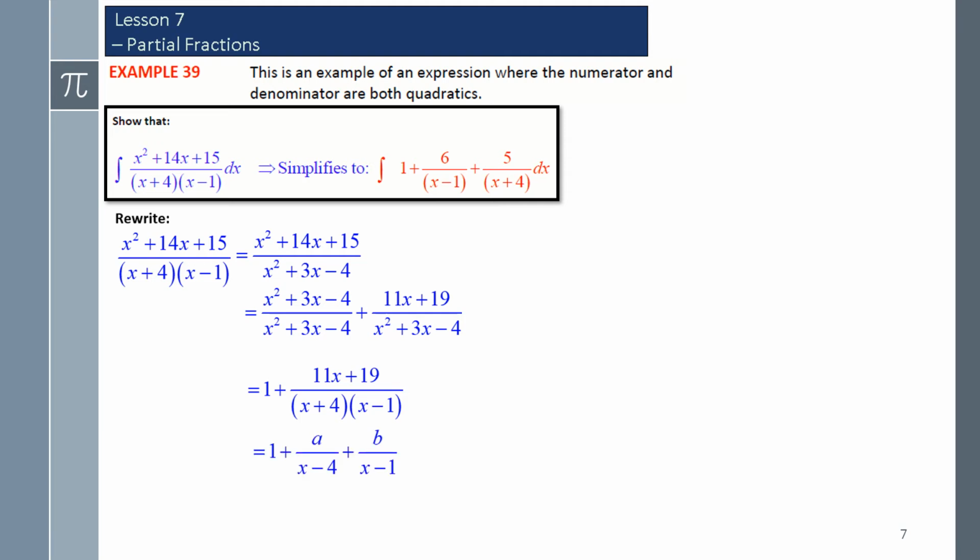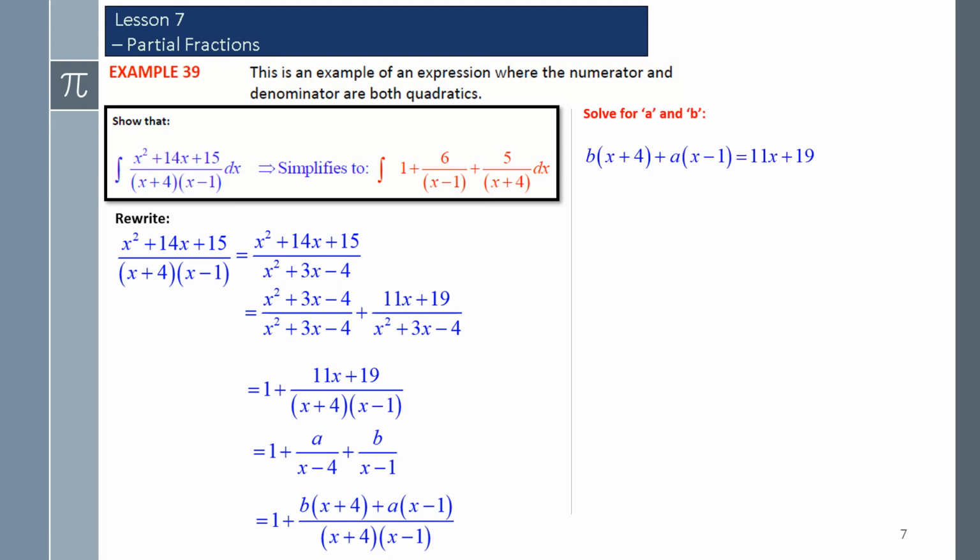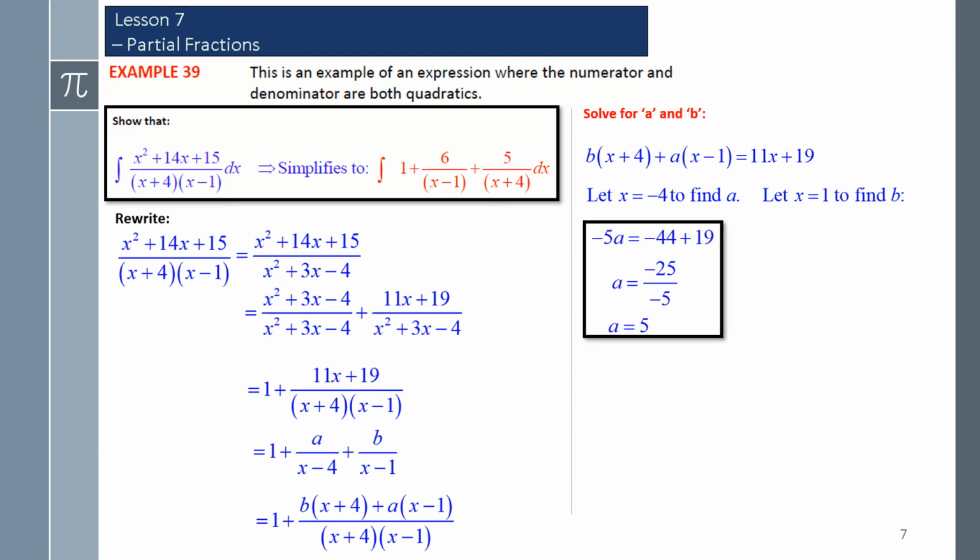So now we have A over (x - 4) plus B over (x - 1). Cross multiply, so we create our new expression. Now equating our numerator to find A and B. So let's equate this with this. We can now let x equal negative 4 to find A, let x equal 1 to find B. First step, letting x equal negative 4, I now rearrange to find A, which is 5. Letting x equal 1, I now rearrange and find that B is 6.